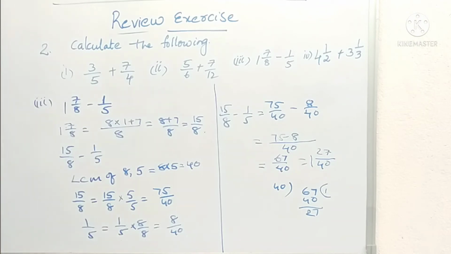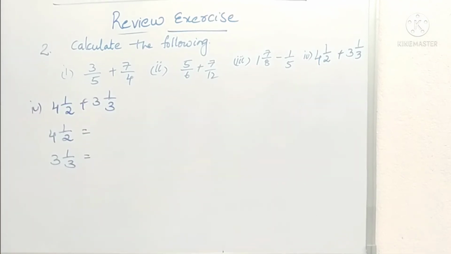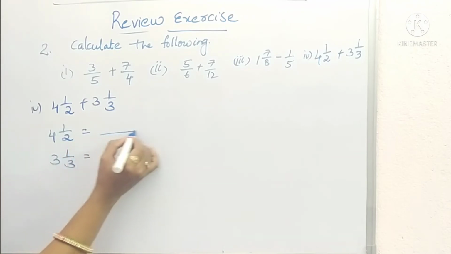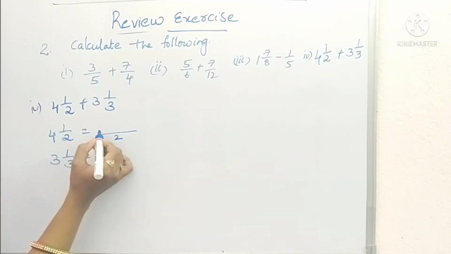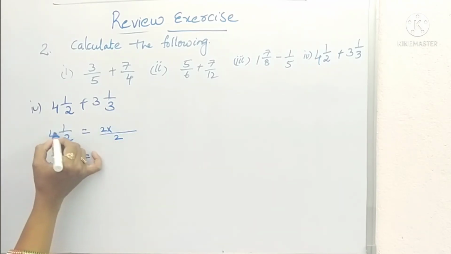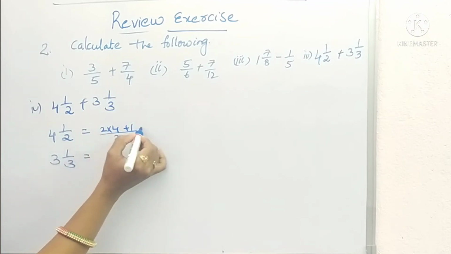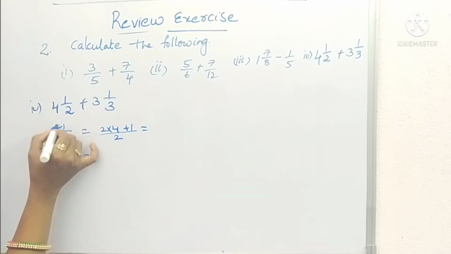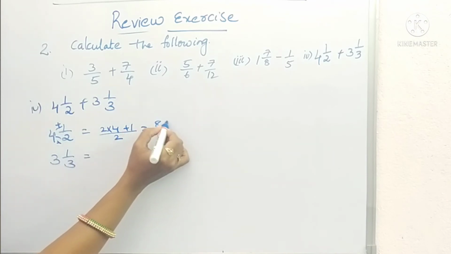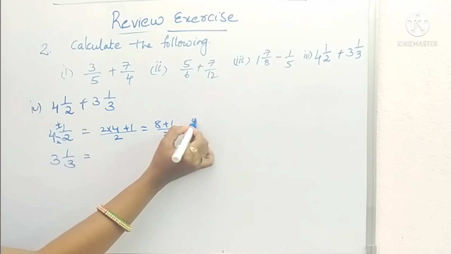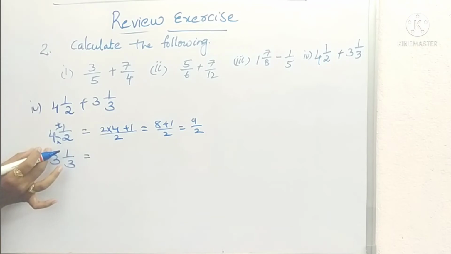In our fourth problem, both are mixed fractions: 4 1 by 2 plus 3 1 by 3. Here we have to convert 4 1 by 2 into a fraction. First 2 is in the denominator, and 2 into 4 plus 1. Multiply here and add here. 2 4s are 8 plus 1 by 2, that is 9 by 2. So the value of this 4 1 by 2 became 9 by 2.